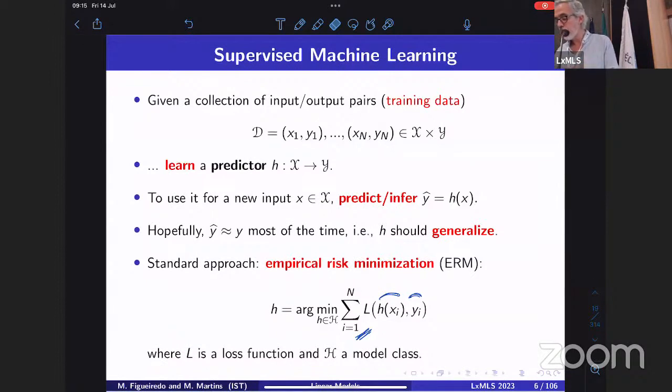Of course, this model class could be the class of all neural networks with a certain size, or the class of all linear predictors with a certain set of inputs, or the class of polynomials, or whatever. It depends on the problem. In this case, it's very, very general. There's nothing more to say about this. Again, stop me if you have questions.